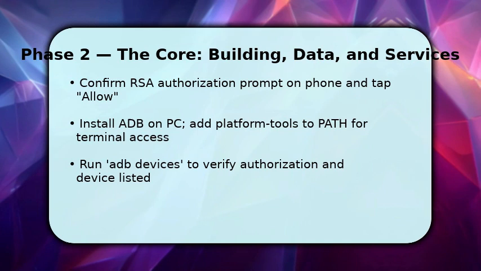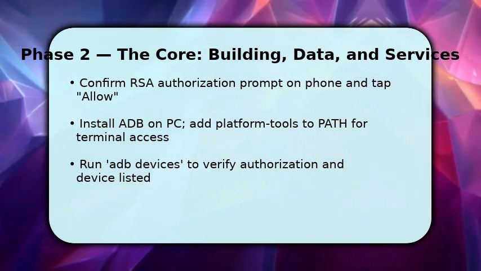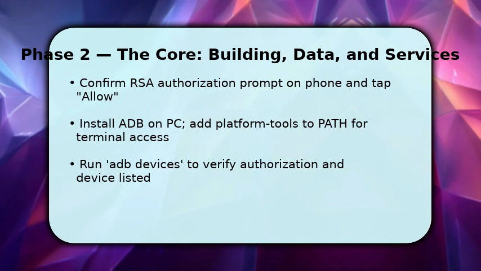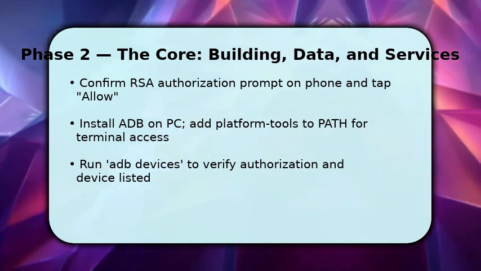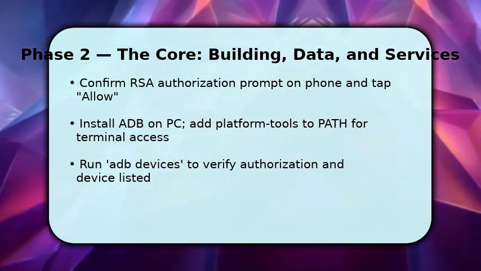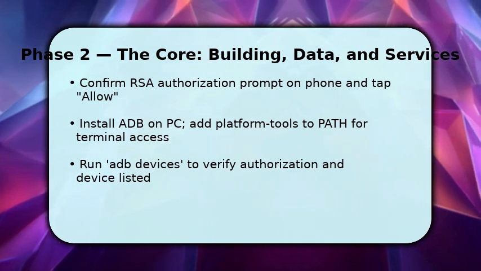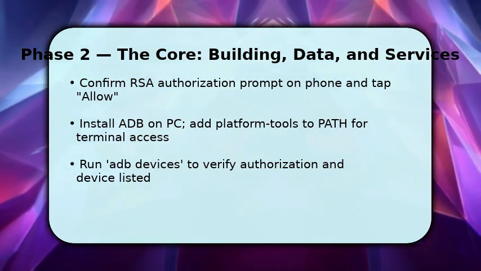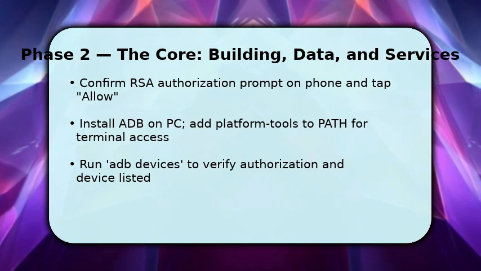Then open a terminal and run adb devices. A listed device with device status means success. If it shows unauthorized, revoke USB debugging authorizations on the phone and reconnect. This forces a fresh RSA exchange and fixes stale keys.